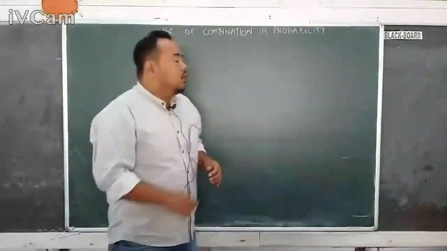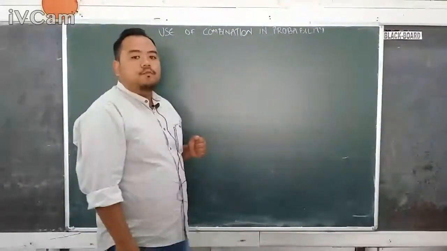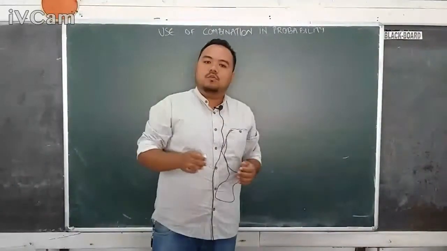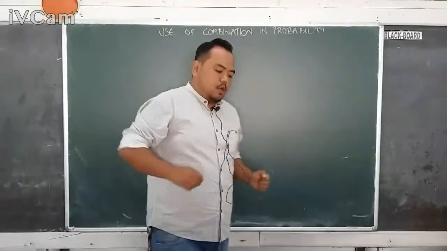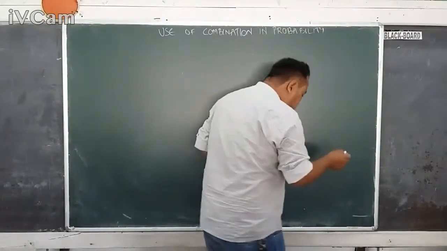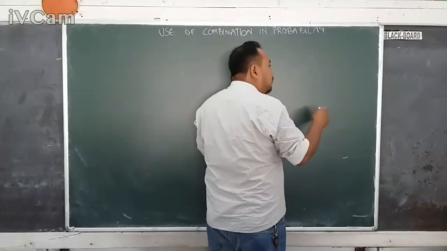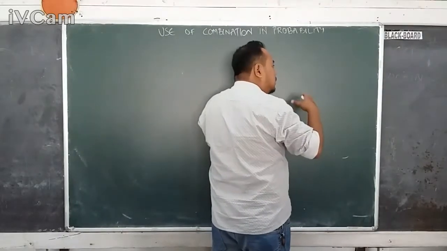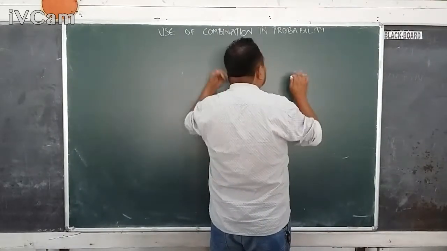Today we are going to learn the use of combination in probability. So why do we use combination? We use combination when the sample space cannot be counted. For example, look at this, okay? Whenever we discuss different colored balls and we have to find the number of ways in which we can make a group, then we use combination.